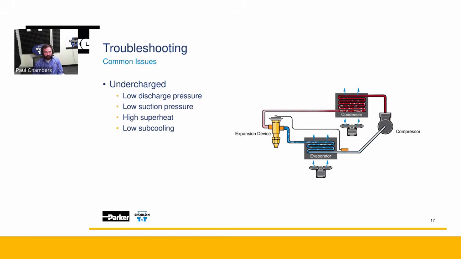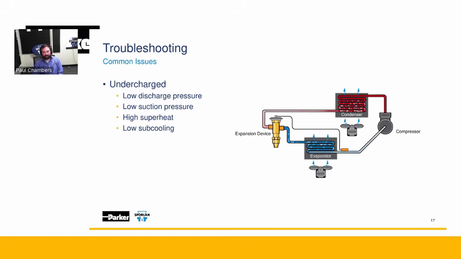We see undercharged a lot for 2 reasons mainly. One is every system leaks. It's not about if it leaks, it's about how much it leaks. And then we also see that you might not have charged it up to begin with. If you're in residential, you might have started off with the factory charge and it wasn't enough because you added more line set, and now you're undercharged. There's not enough refrigerant.